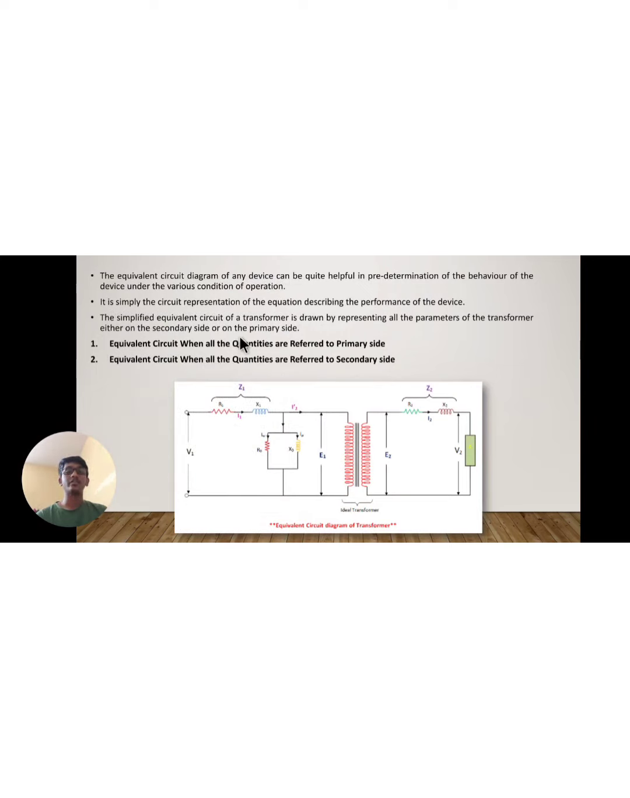The simplified equivalent circuit of the transformer is drawn by representing all the parameters of the transformer either on the secondary side or the primary side. The primary and secondary side equivalent circuits will be explained by Pratik Sarvade.